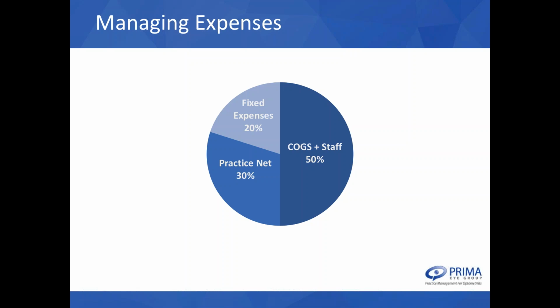And then on average, it's probably a little less than this now, but prototypically a practice will net, and we define practice net in this circumstance as all the pay to all the doctors and the corporate profits, about 30% of its revenues.